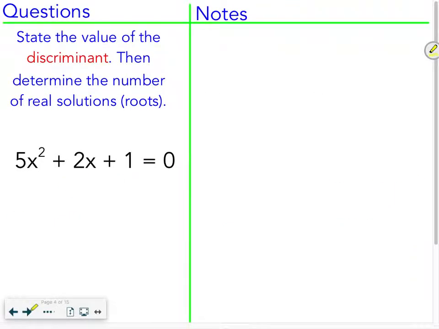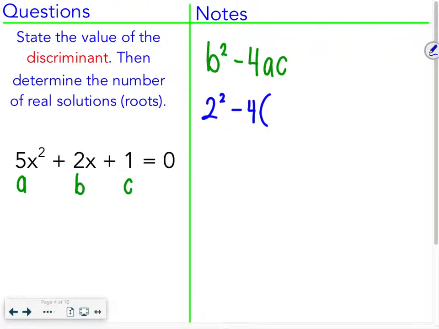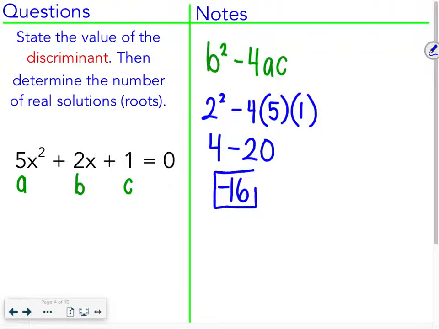All right, let's try that again. So our discriminant equation is b squared minus 4ac. This time our equation is ready to go. It's already equal to 0, so a is 5, b is 2, c is 1. So b squared would be 2 squared minus 4 times a, which is 5, times c, which is 1. So 4, and then negative 4 times 5 is negative 20. Negative 20 times 1 is negative 20. So 4 minus 20 is negative 16. So that right there is my discriminant.